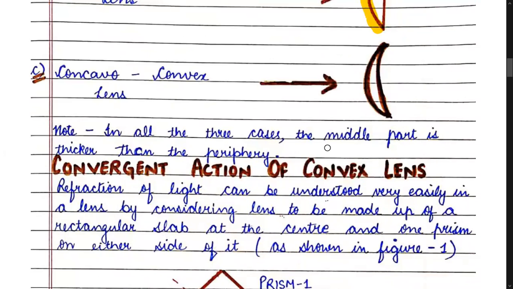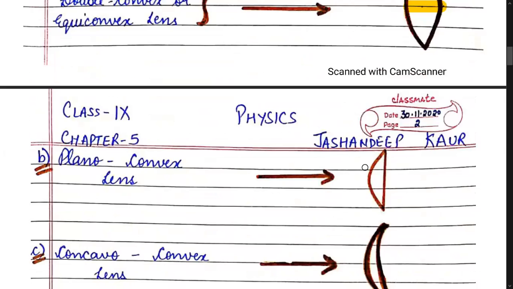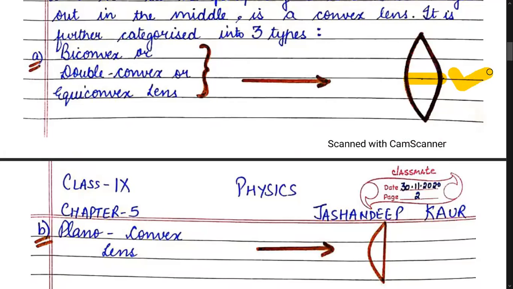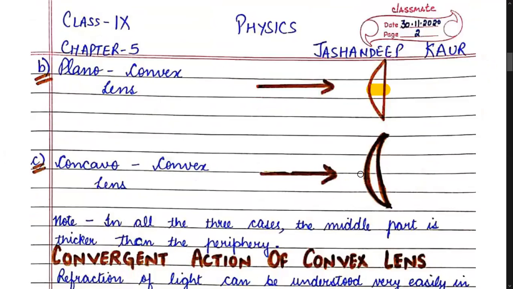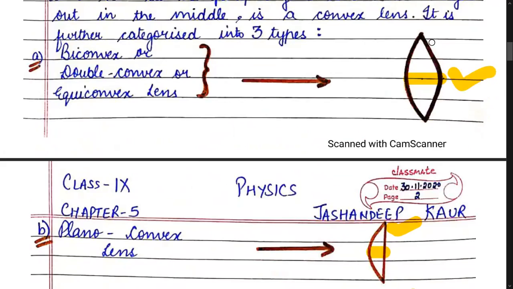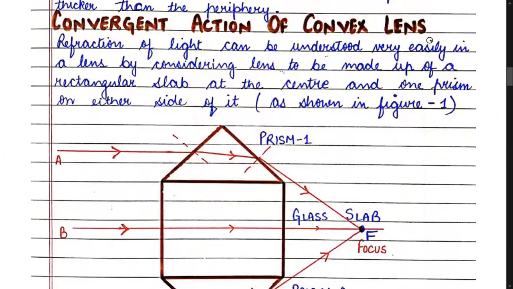Students, if you note all the three diagrams of convex lens, the middle part is thicker than its periphery. In biconvex lens also, in plano-convex lens also, and in concavo-convex lens also, the middle part is thicker than its corners or the peripheries. So students, now let us study the convergent action of convex lens.